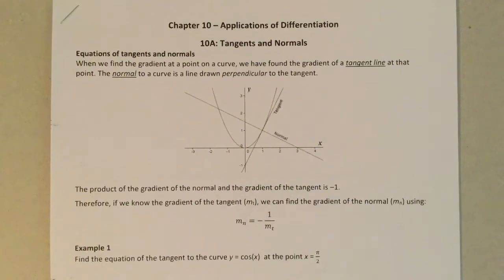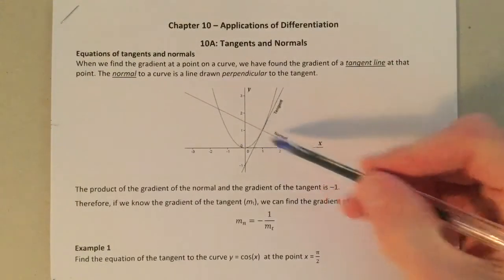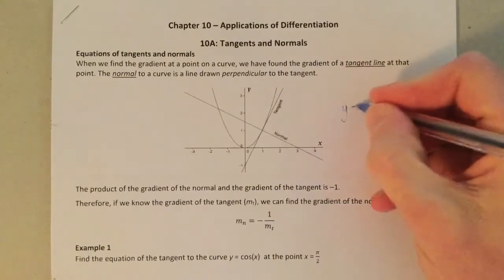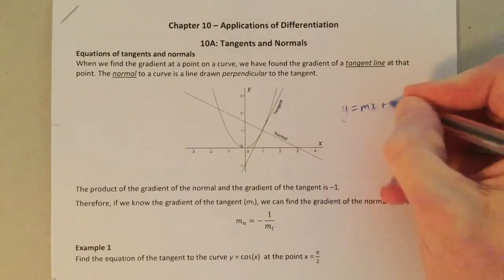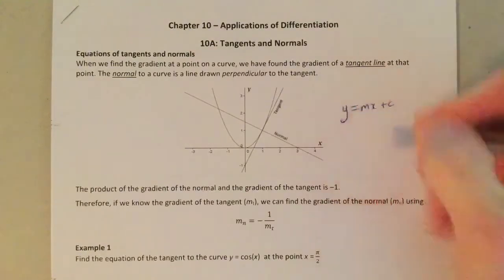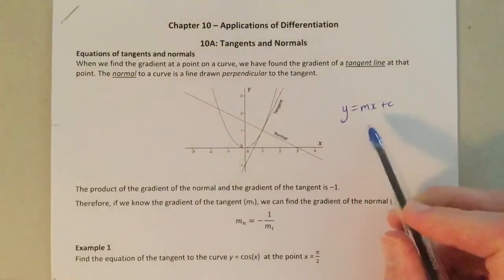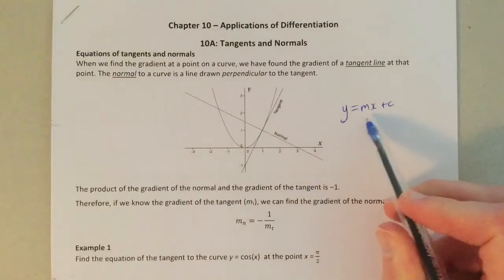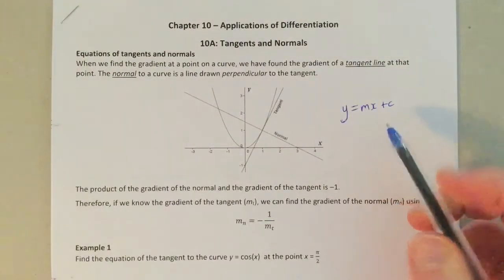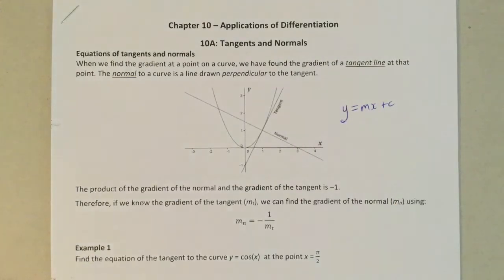I guess the thing to point out here before we get into some examples is that tangents and normals are both straight lines. So they can both be written in the form y equals mx plus c. Right? And if we want to find out their equations, then what we're often looking for is a way of finding the value of m, the gradient, and also a way of finding the plus c. And that plus c usually comes from knowing a point on the line that we can sub in. So let's get stuck into the first example.